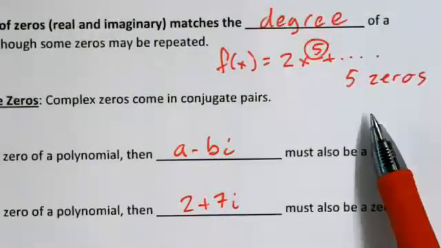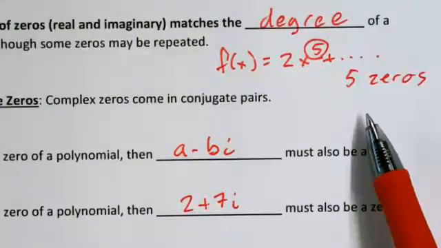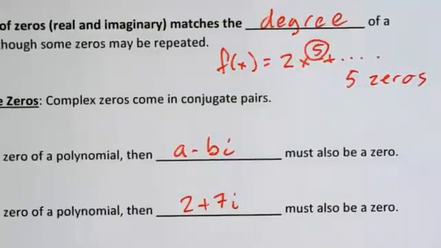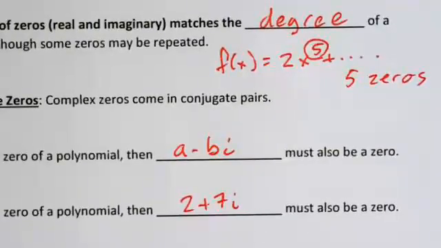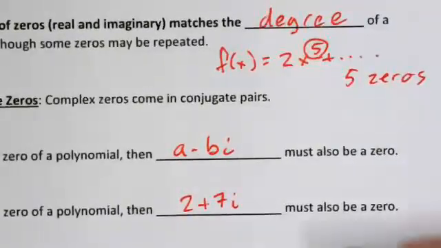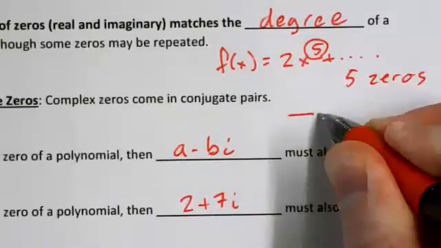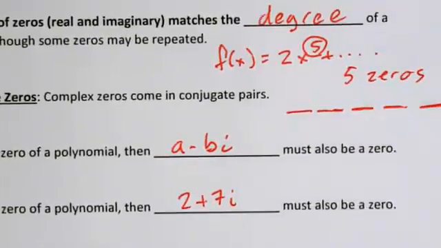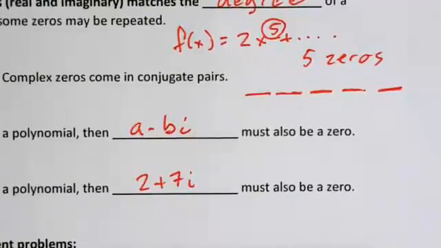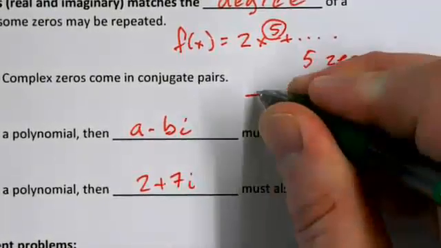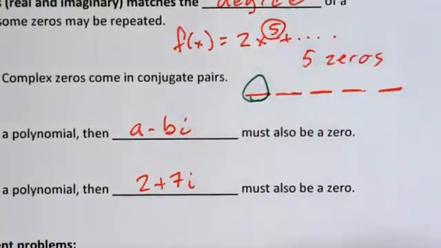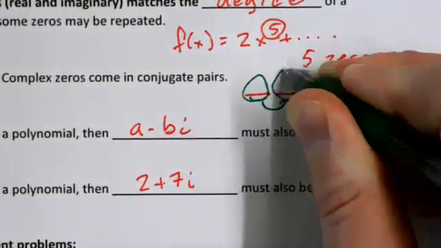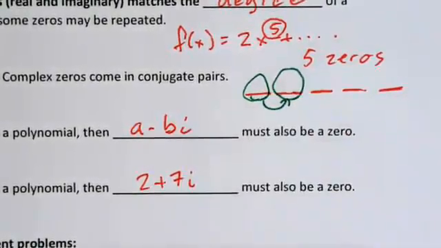I want you to think about that for a moment and see if you can figure out how I know that. If I know that I have 5 zeros, I know that at least one of those zeros must be a real zero. How did I know that? I know that there are 5 zeros. What I also know is that if this zero right here is a complex zero, then one of the other ones has to be also, because they always come in complex conjugate pairs.